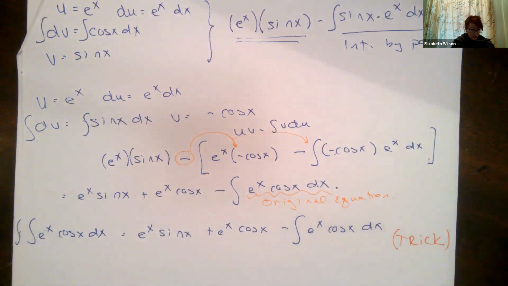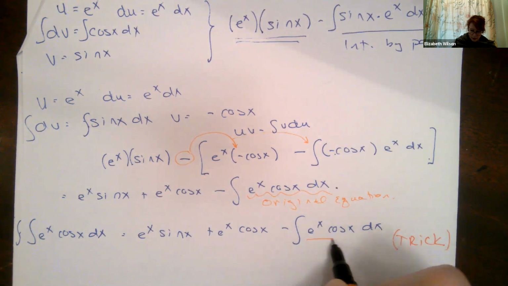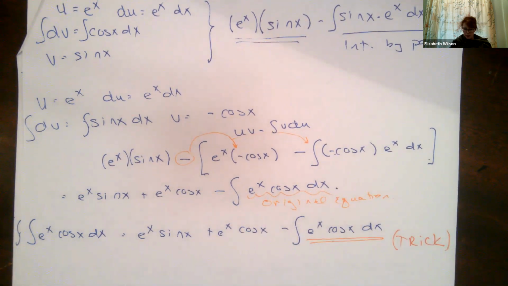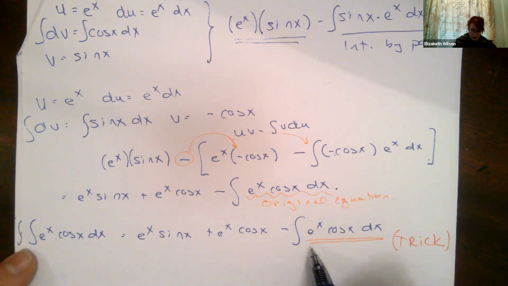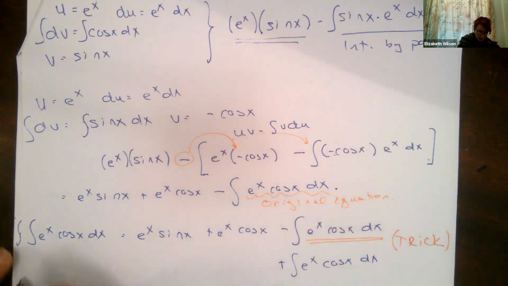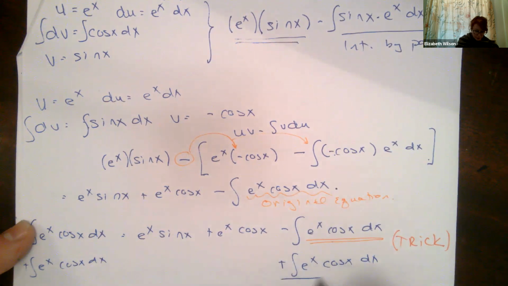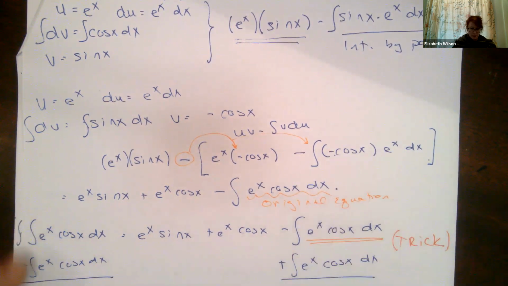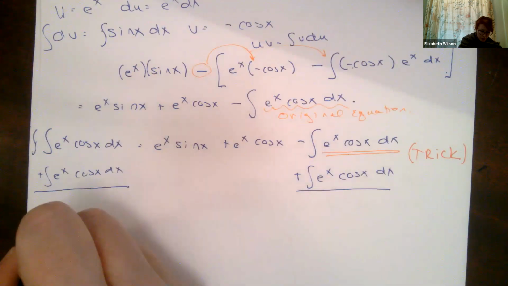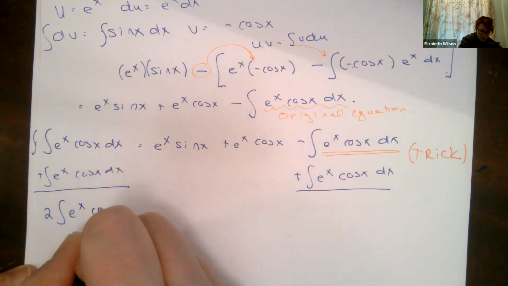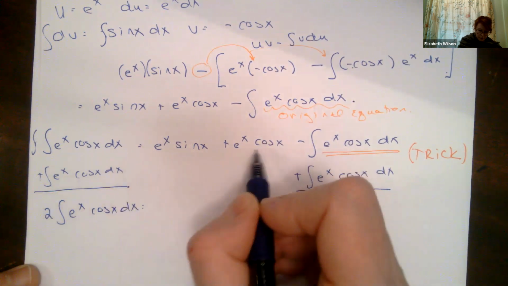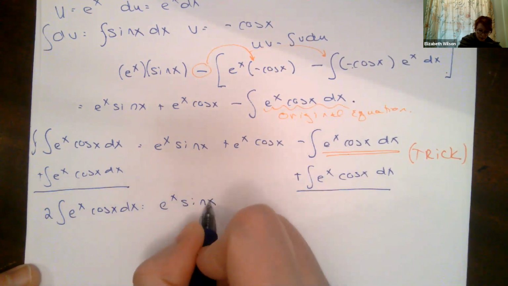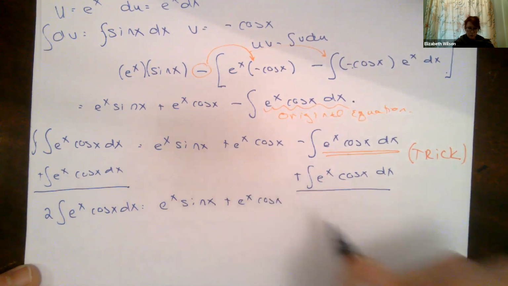So I'm going to start dealing with this as a block, like a variable, you can think about it. What I'm going to do is add the integral of e to the x cosine of x dx to both sides of the equation. So it cancels out here, and I have 2 times the integral of e to the x cosine of x dx equals e to the x sine of x plus e to the x cosine of x.